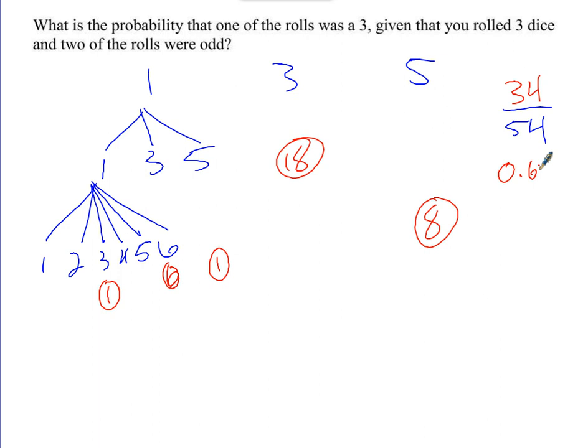0.629... 6? So that would round, if I was rounding to the nearest tenth, it would still round to 63%. So 0.6296 would be my good answer, and then if I'm doing a percent, I'd go 63.0%. So 63% of the time, if I'm rolling 3 dice, and 2 of those dice are odd, 63% of the time, I'll see a 3 on one of those 3 dice.